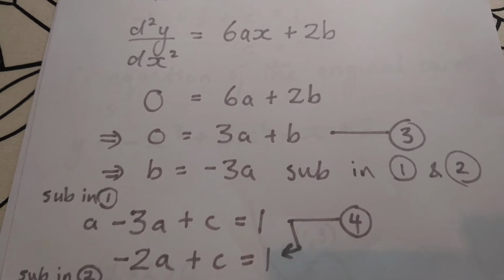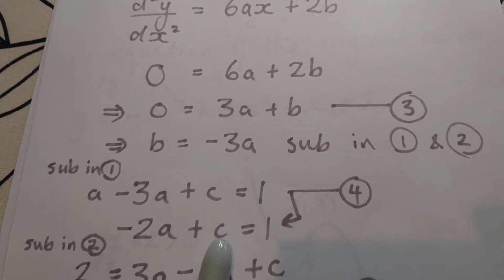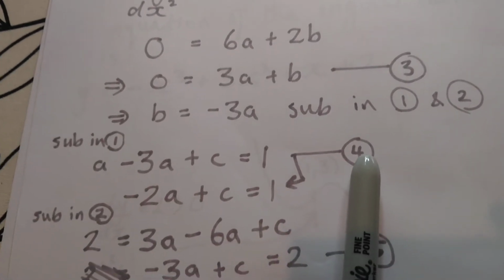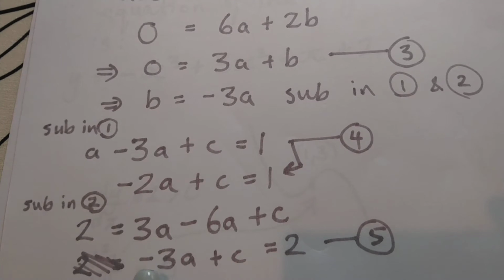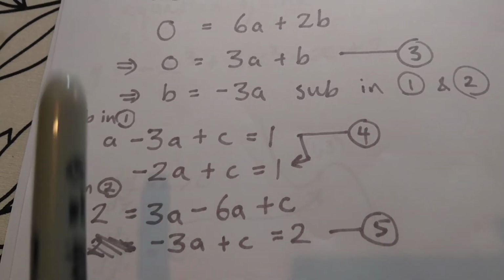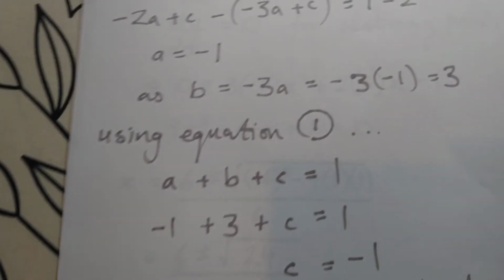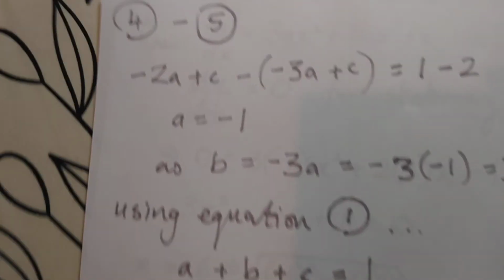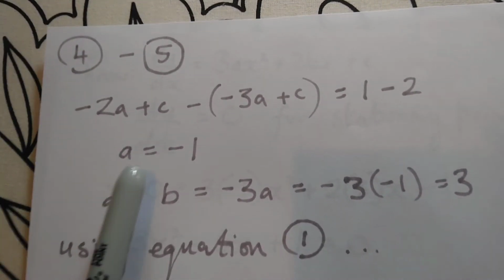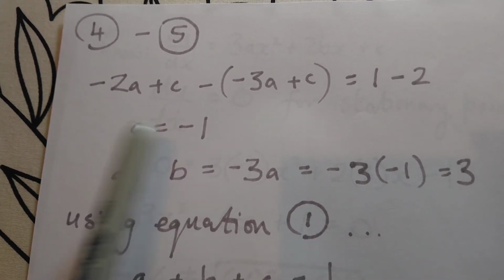So if we substitute in 1, we end up getting negative 2a plus c equals 1. I've called that equation 4. And if we substitute into equation 2, we end up with negative 3a plus c equals 2, and I've called that equation 5. Next, we subtract equation 5 from equation 4. And when we do all of that, we find that a is equal to negative 1.